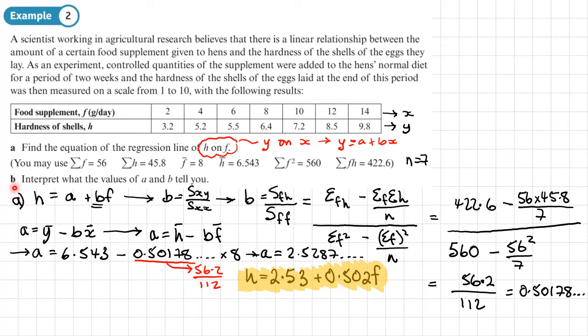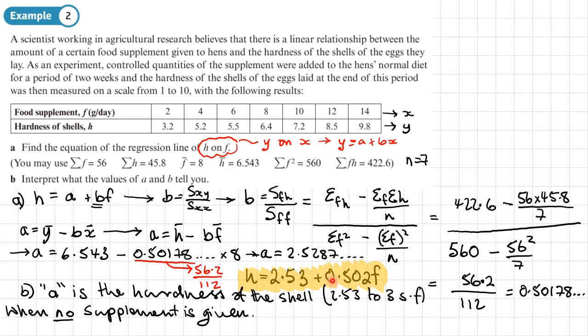Now just moving on to the last part of this, interpret the values of A and B, or interpret what the values of A and B tell you. Well, first thing, A is like our intercept. So that tells us the value of H when F is 0. In other words, and we need to interpret it in the context of the question, the hardness of the shell when no food supplement is given. So we'll just write that down.